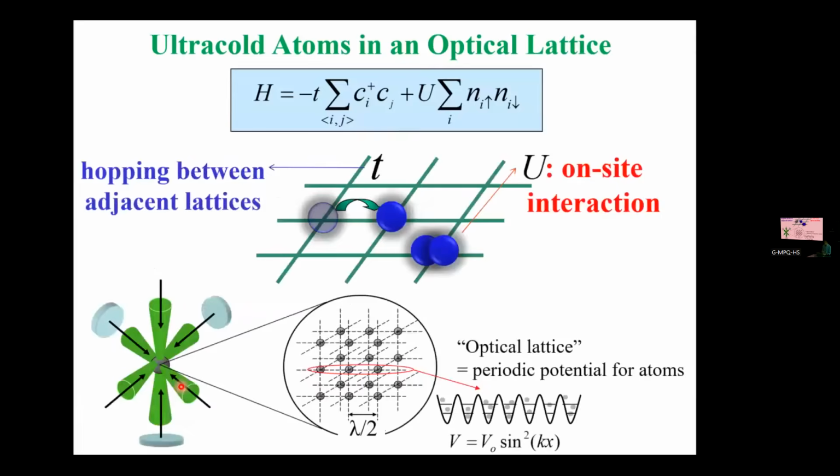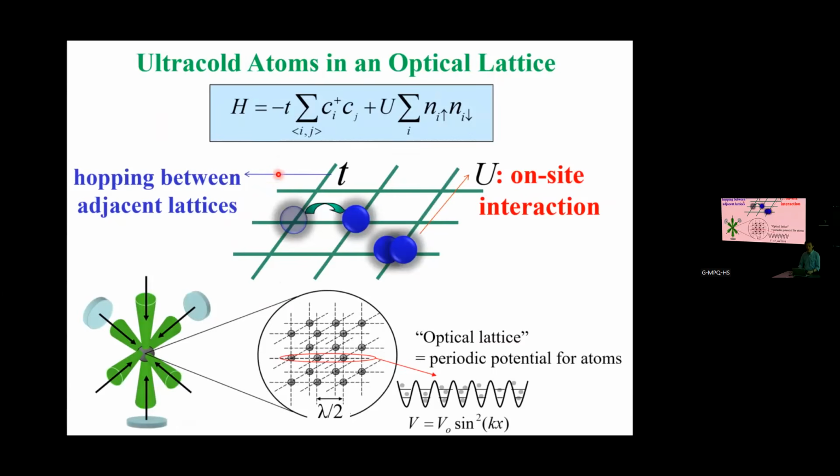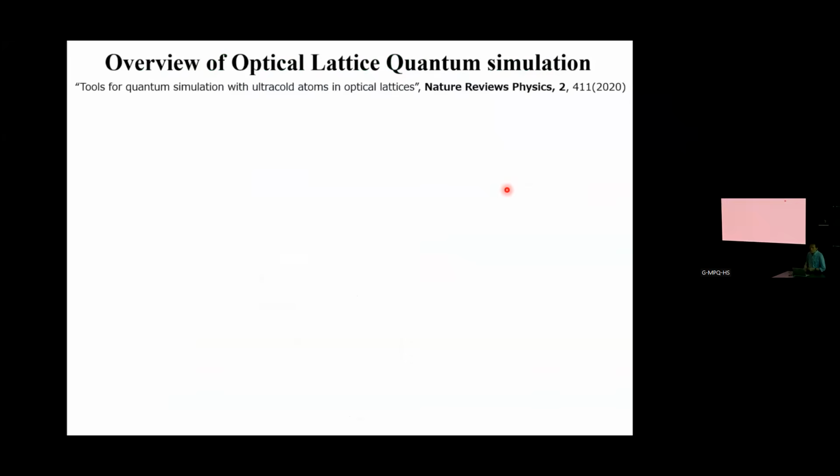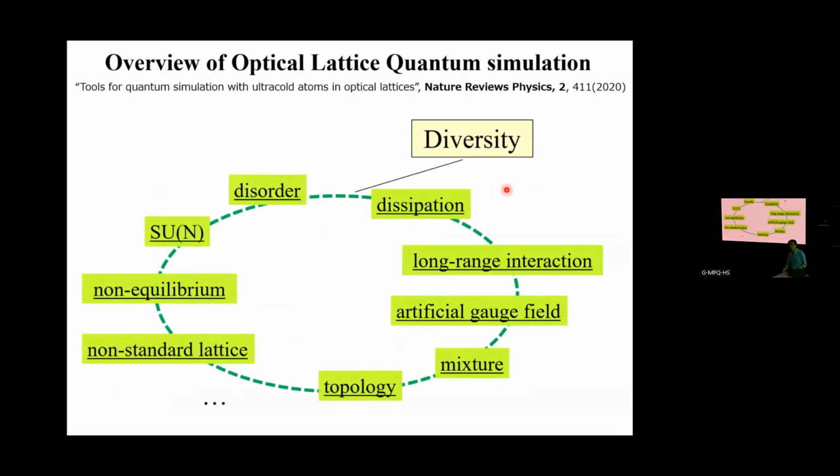Okay. And as many of you know very well, our system of ultracold atoms in optical lattice is an ideal quantum simulator of condensed matter physics described by this Hubbard model, owing to its high controllability of important system parameters: hopping T between adjacent lattice sites and on-site interaction U when two atoms occupy the same lattice site. Okay, and the nice feature of this optical lattice quantum simulation is the diversity of research topics.